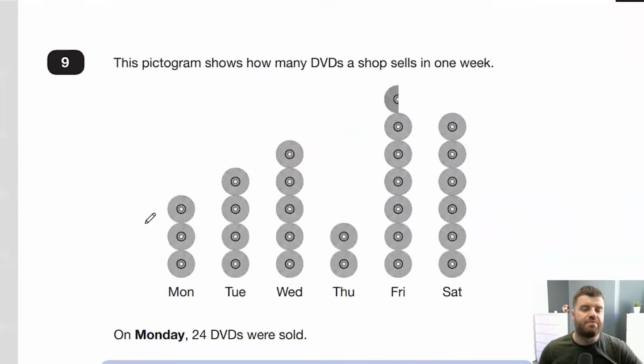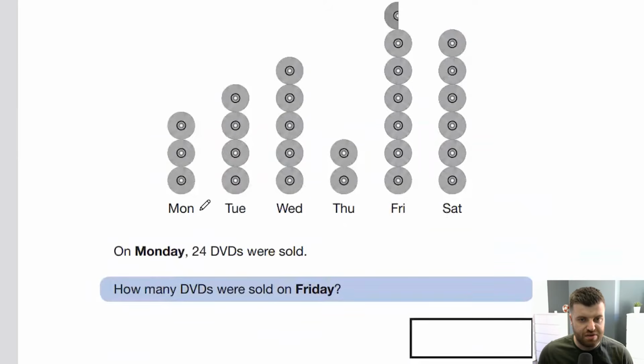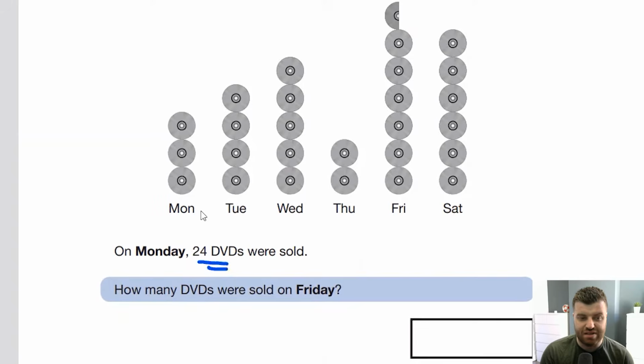This pictogram shows how many DVDs a shop sells in 1 week. On Monday, 24 DVDs were sold. How many DVDs were sold on Friday? Well, let's scroll down a bit so we can take a look. There's no key. So we're going to have to do some problem solving here. We have to realize that we need to figure out the key ourselves.